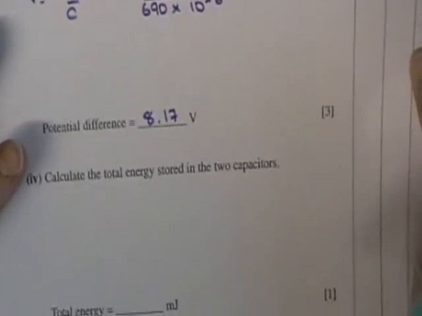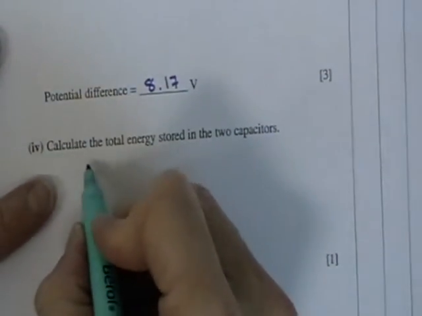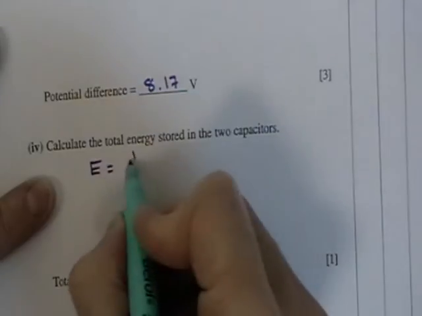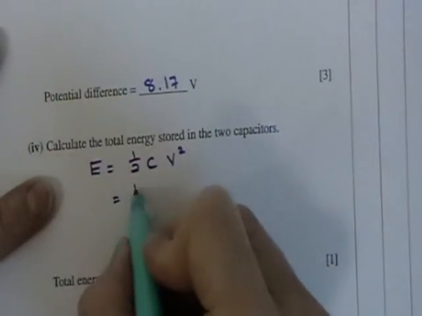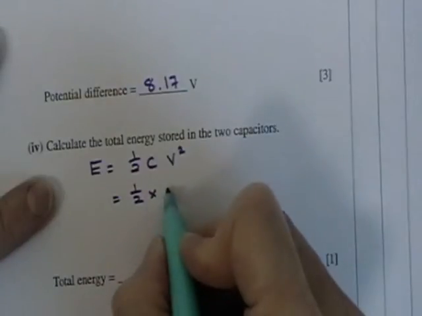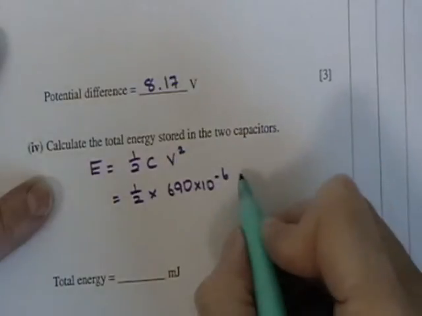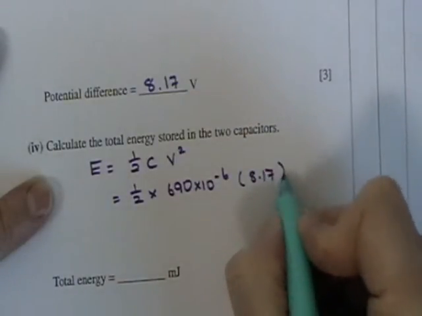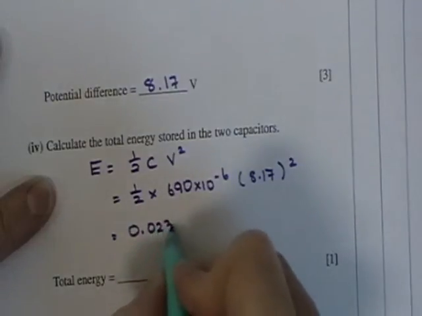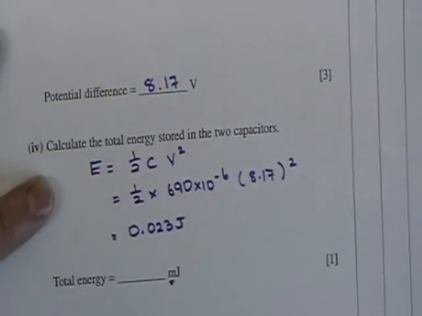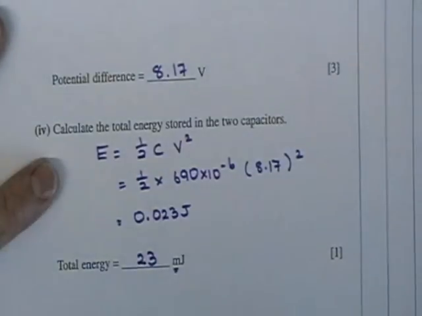Last part of the question, calculate the total energy stored in the two capacitors. We'll just use E is equal to half CV squared and use the total voltage and the total capacitance. So that's a half, total capacitance is 690 times 10 to the minus 6, total voltage is 8.17 squared. And that gives you an answer of 0.023 joules. Again, they're looking for an answer in millijoules, so you have to change that into 23 millijoules.